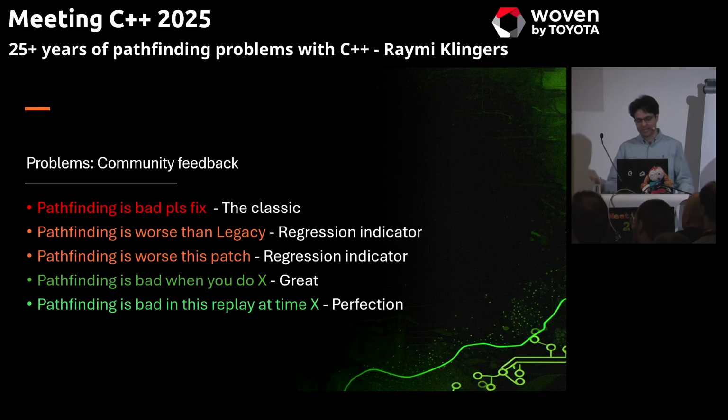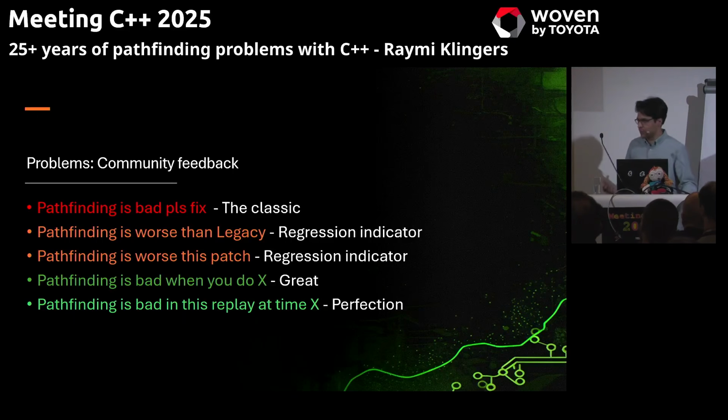Now, some of this feedback is better than the others. When they compare it to legacy or a previous patch, then we get some indication, okay, we have a regression from the last patch that must have happened in the last few months. When they give a reproduction case, then, well, that's great, then we know where to look, or we can try to reproduce it ourselves.